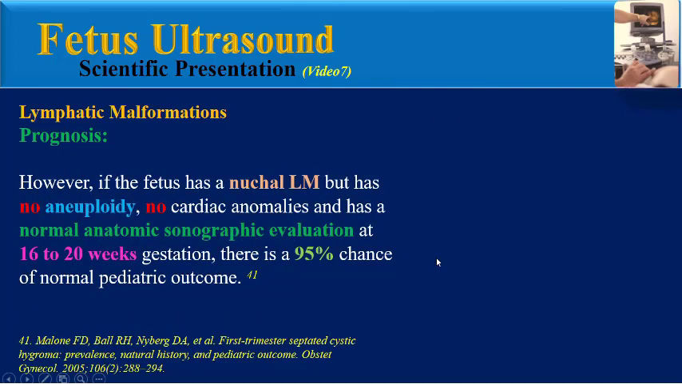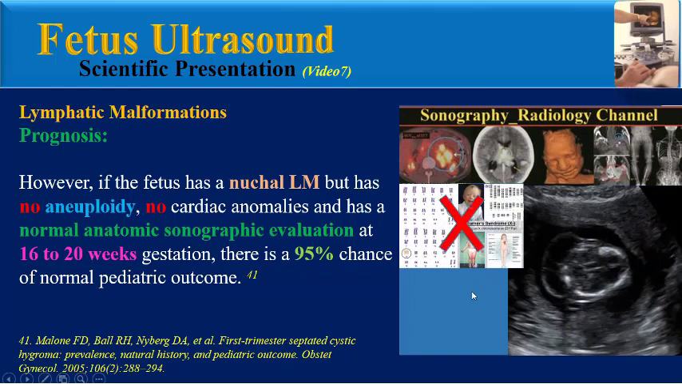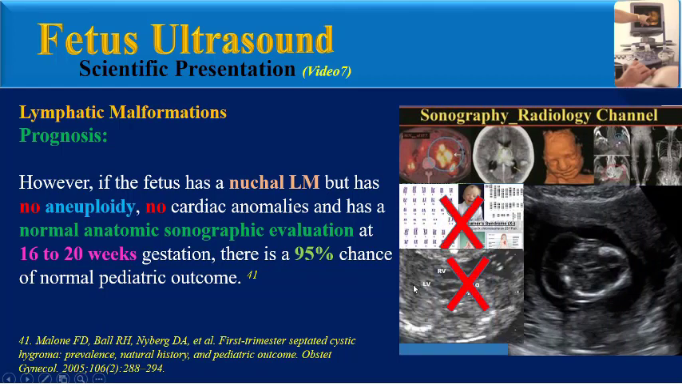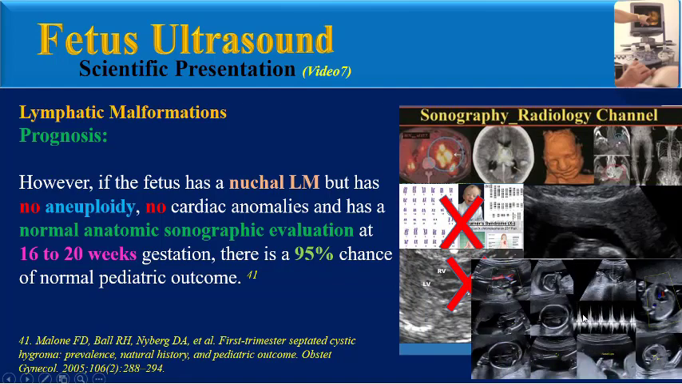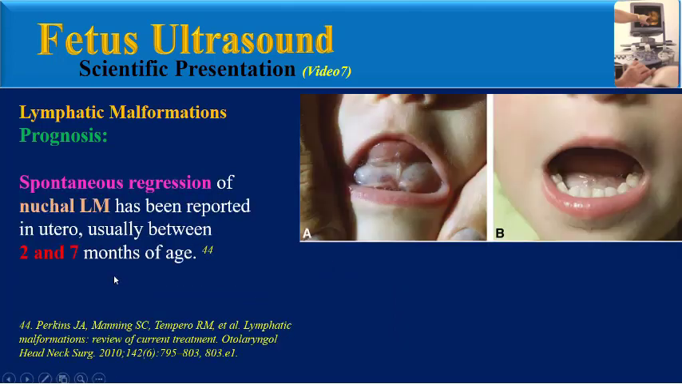However, if the fetus has a nuchal lymphatic malformation but has no aneuploidy, no cardiac anomalies, and has a normal anatomic sonography evaluation at 16 to 20 weeks gestation, there is a 95% chance of normal pediatric outcome. A spontaneous regression of nuchal malformation has been reported in utero, usually between 2 and 7 months of age.